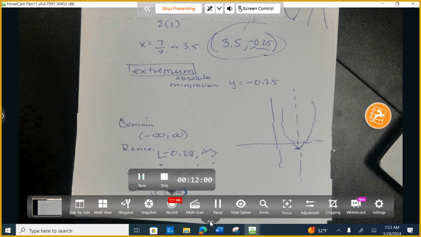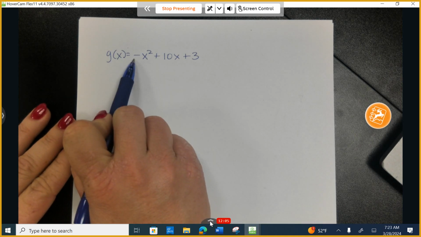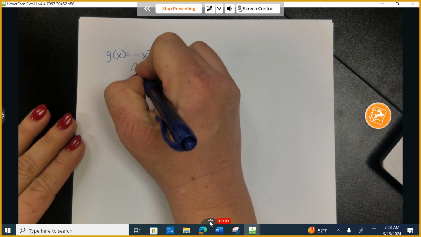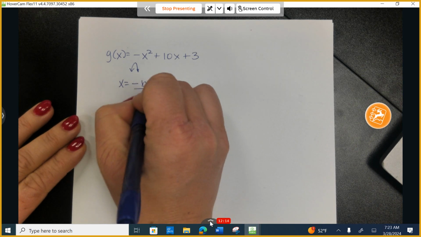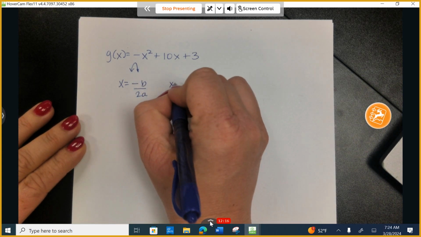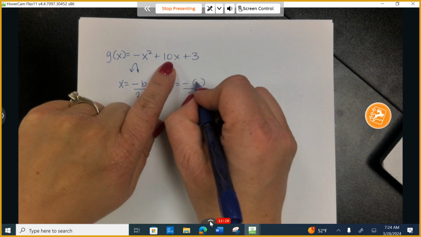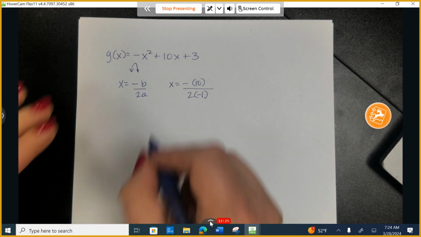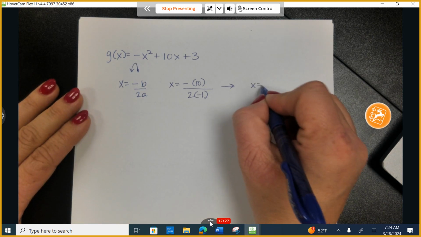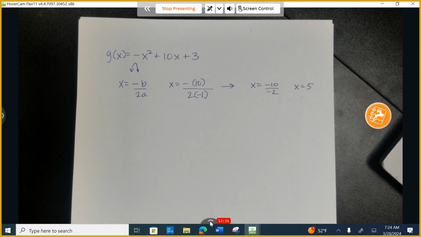The second example from this set. Does a parabola open up or open down? Okay, so just make yourself a little note. Now we're going to work with the vertex. X equals negative b over 2a. So I'm going to rewrite it, putting parentheses in place of the b and a. My b is a 10, my a is a negative 1. When I simplify this, I get x equals negative 10 over negative 2, so x is equal to positive 5.